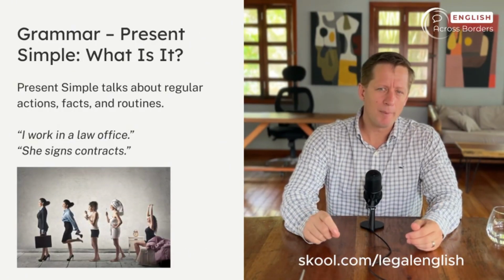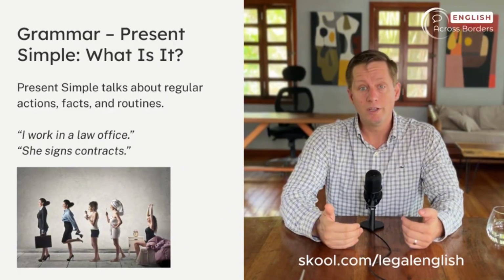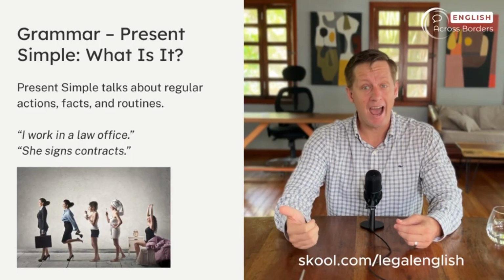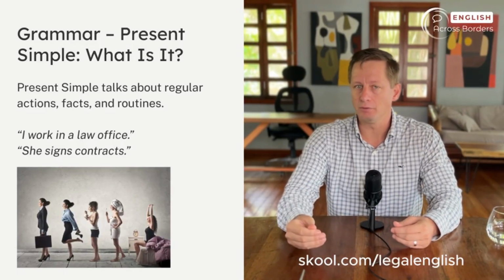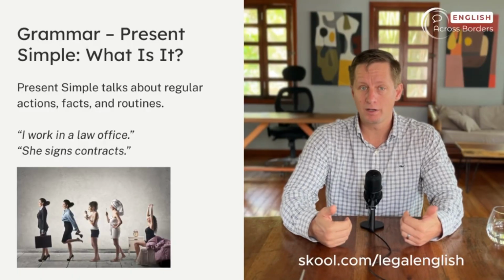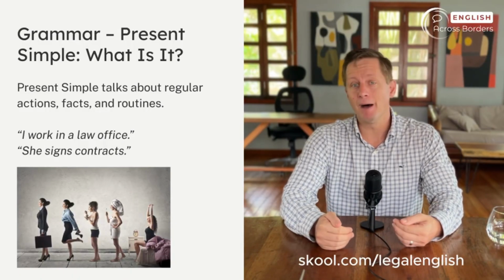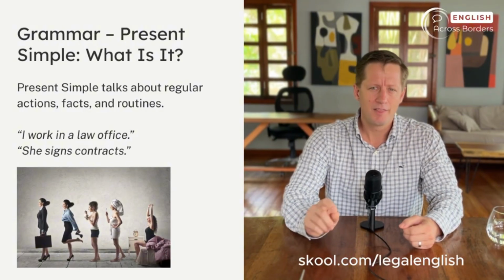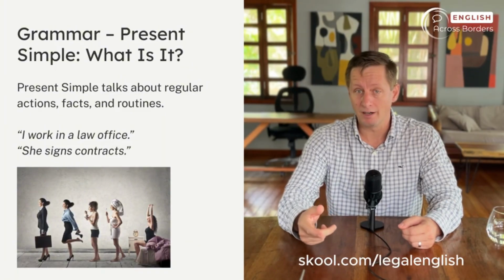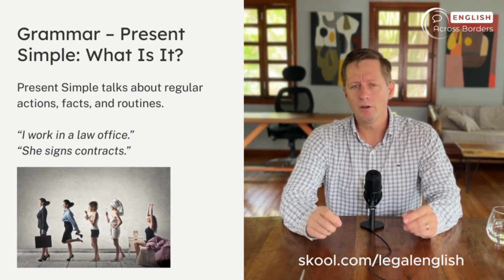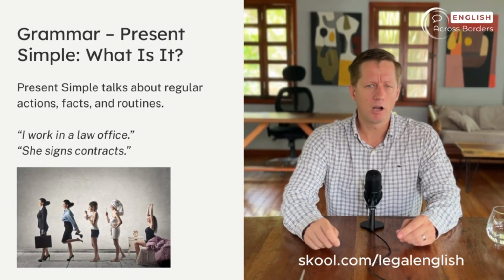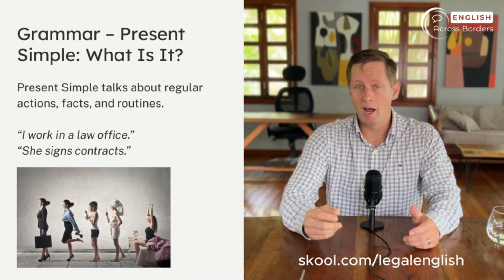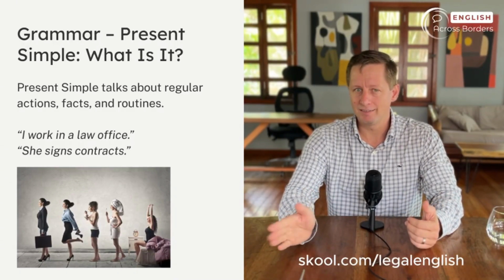Now, let's talk about the present simple tense. We use this tense to describe actions that happen regularly, facts, or things that are generally true. For example, I work in a law office. That means it's my regular job or routine. She signs contracts. This tells us what someone regularly does at work. Because we are learning about labor law, many sentences talk about jobs, contracts, and work routines. Present simple helps us say those clearly and simply.